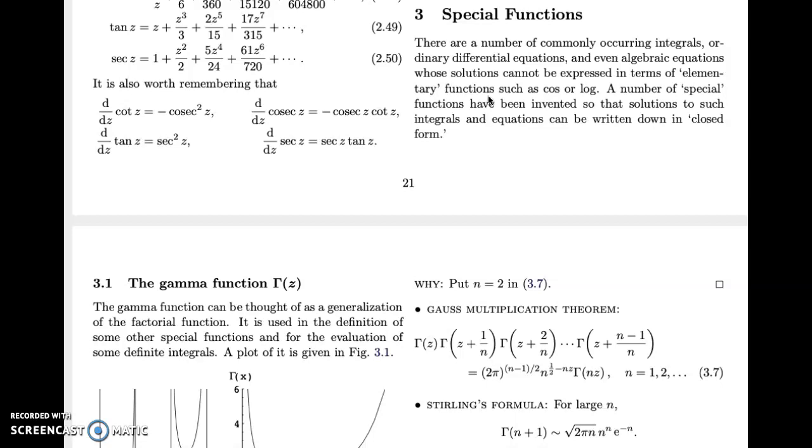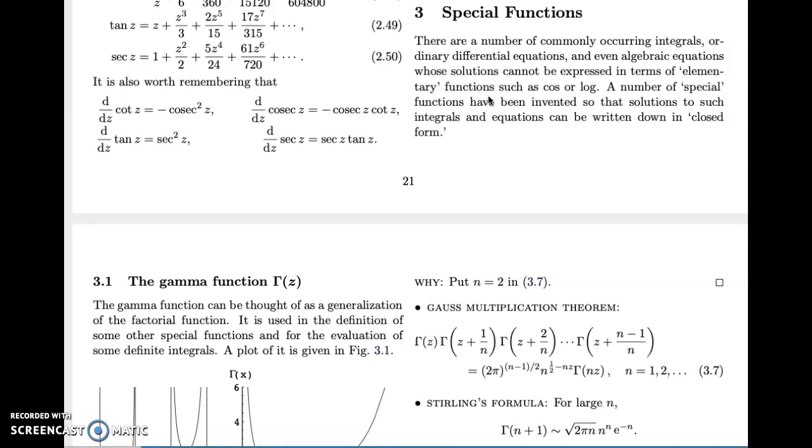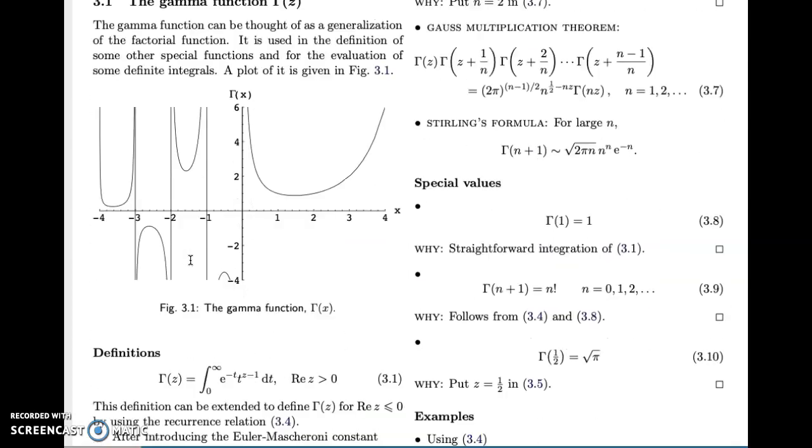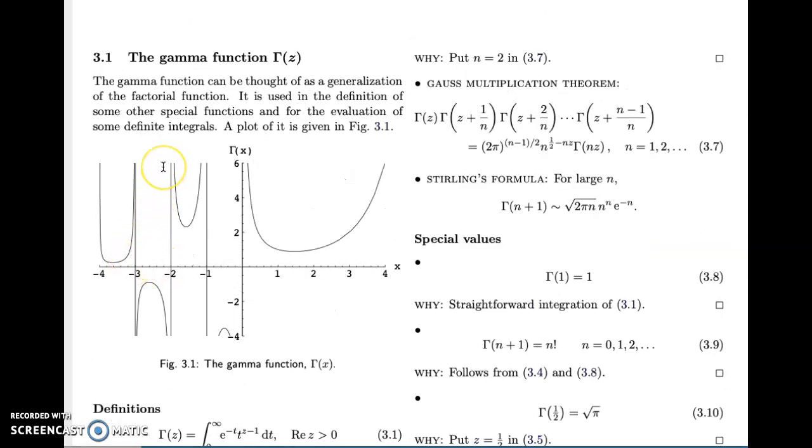So the first special function we'll look at is the gamma function. And this can be thought of as a generalization of the factorial function. So the factorial function, as you know, just works on integers, 3 factorial, 3 times 2 times 1, and so on. With the gamma function, you can now say what 1/2 factorial is, for example.